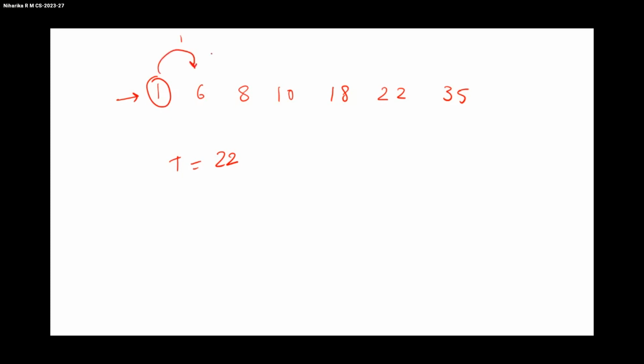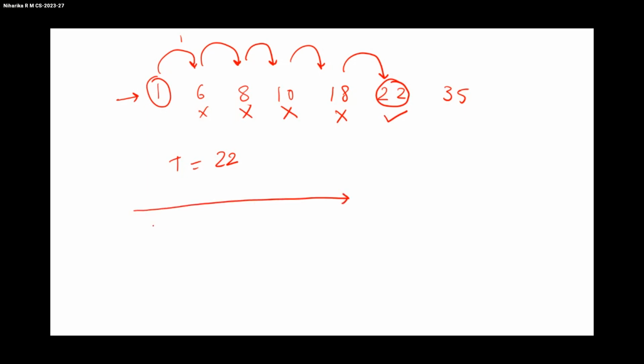2, 3, 4. I still haven't gotten 22. 1 is not equal to 22, 6 is not equal to 22, 8 is not equal to 22, 10 is not equal to 22, 18 is not equal to 22. And then now we have 22, and I'm finding the solution. This is exactly what linear search means. It goes in a horizontal way and iterates through each and every element in an array, searches for your answer, and then returns the index, which will be 5. So then we know that 22 is at the fifth index.